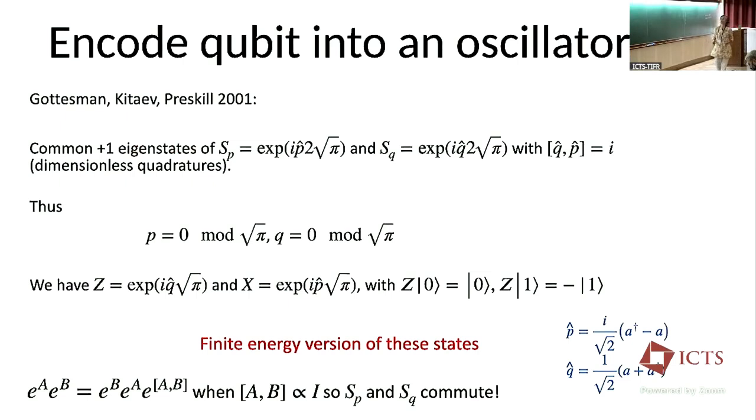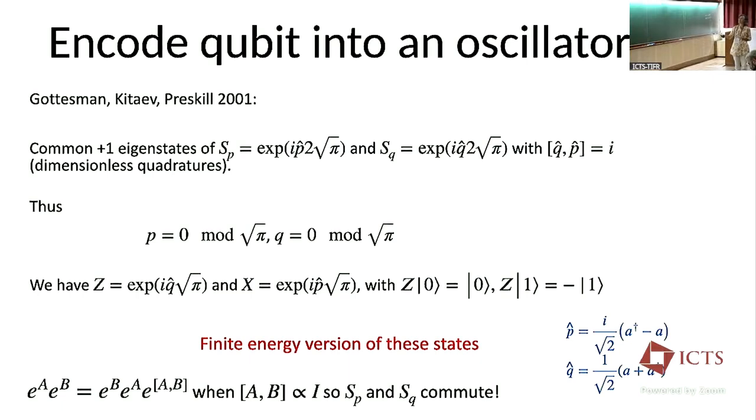Some of you may already know what a GKP qubit is. GKP stands for Gottesman, Kitaev, and Preskill in 2001. And they put forward a very fascinating idea: even though momentum and position don't commute, you can make two functions of momentum and position, namely you exponentiate them.